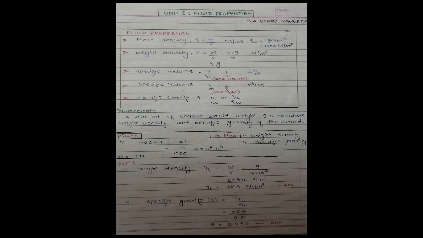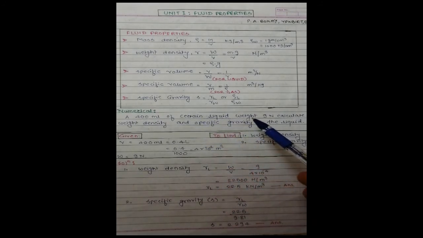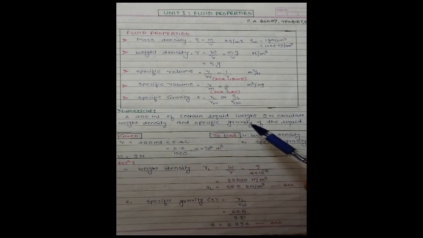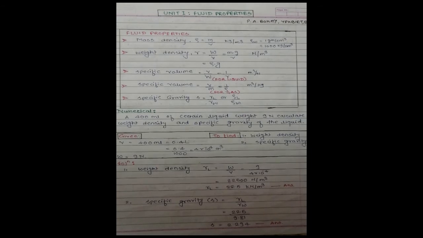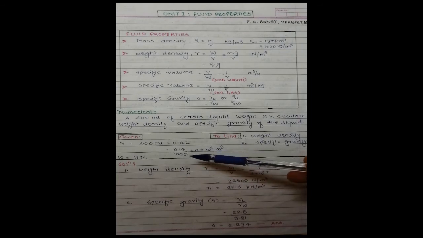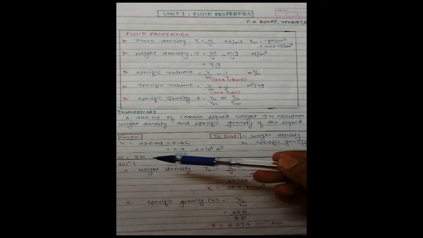Now here we'll see one numerical based on the above properties of the fluid. The numerical is: 400 ml of a certain liquid weighs 9 Newton. Calculate the weight density and the specific gravity of the liquid. In this numerical, the given quantity is the volume, that is 400 ml, which can be written as 0.4 liters, and if we convert this into meter cube, 0.4 divided by 1000 is 4 into 10 raised to power minus 4 meter cube. We have the weight, that is 9 Newton.